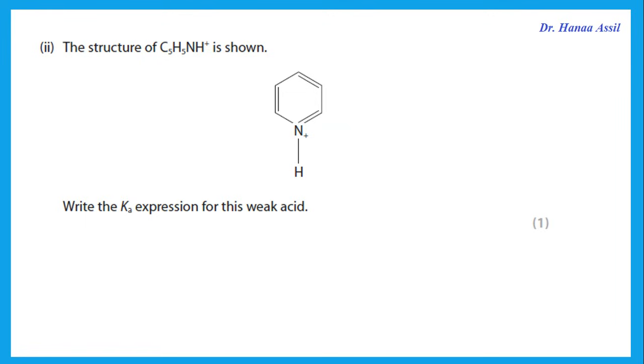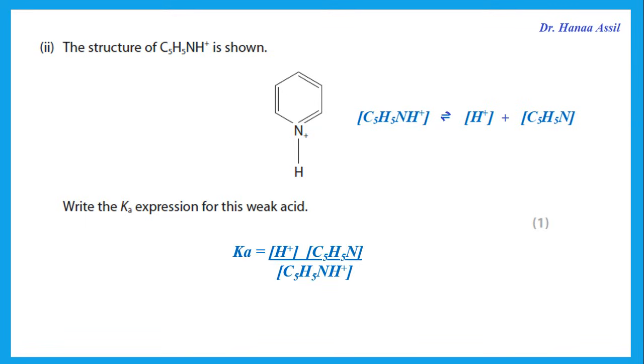The structure of this compound is shown. Write the Ka expression for this weak acid. Of course, to write the Ka expression, I need to find the formula. So if you look at the compound, it has C5H5NH+. If it acts as an acid, that means it breaks up to give H+ and the rest of it. And that means the Ka would be the concentration of products over the concentration of the reactants.